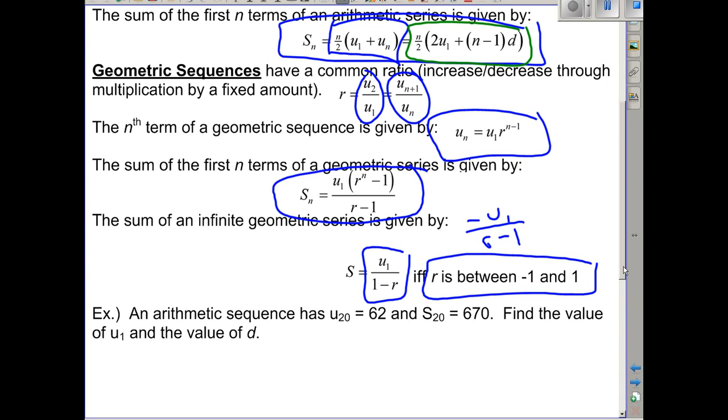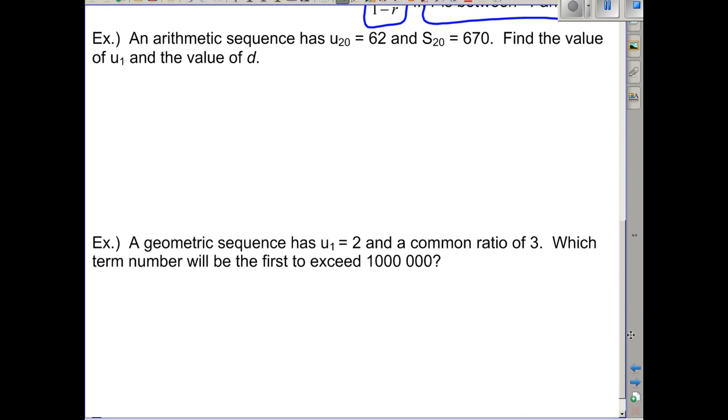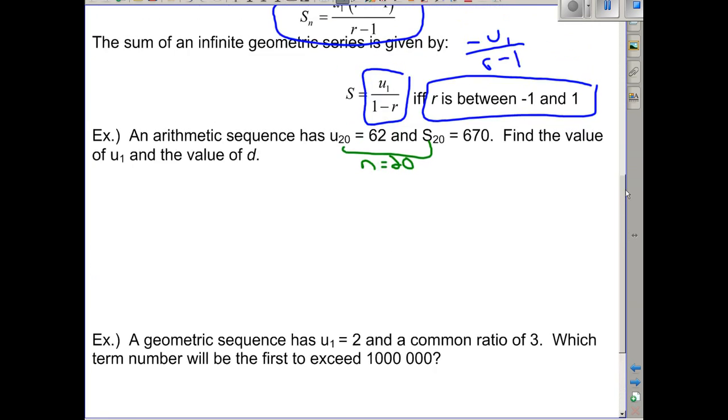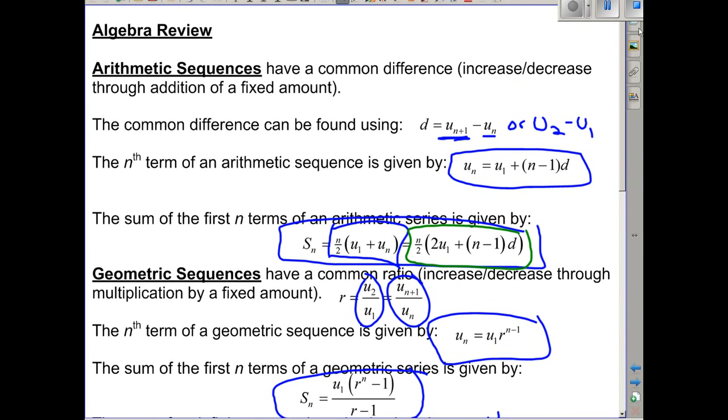Okay, arithmetic sequence. Let's take a look at a fairly straightforward problem here. It has a 20th term of 62, and the sum of the first 20 terms is 670. Find the value of u1 and the value of d. Well, in both these cases here, we're talking about n being 20. So essentially, we know the 20th term, the sum of the first 20 terms, and what n is. Let's see if there's a formula for sequences and series for arithmetic situations that uses those bits of information.